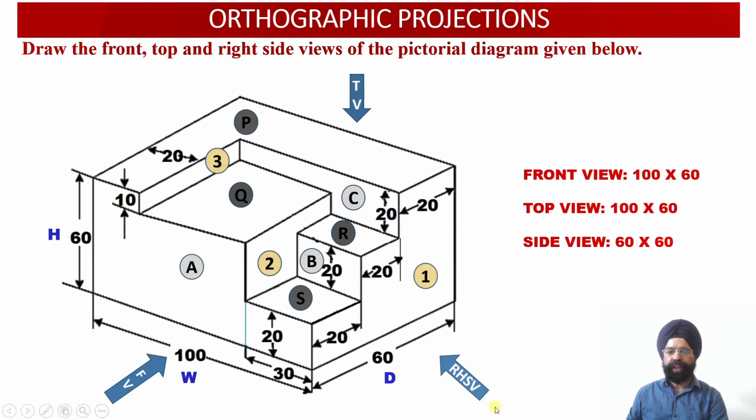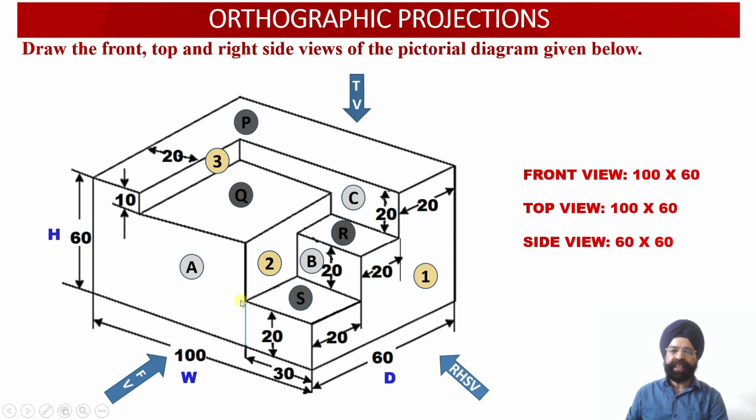And when we observe the solid from the right hand side, three surfaces will be visible. Surface 1 is a stepped surface, you can check. This is a stepped surface and this surface also happens to be parallel to the profile plane. So the true shape of the surface 1 will be viewed onto the profile plane.